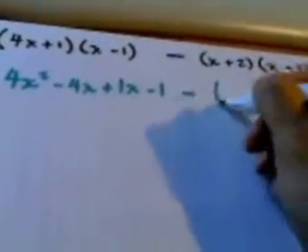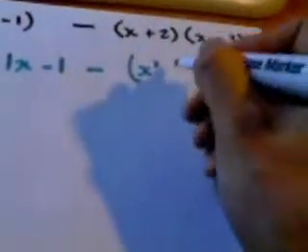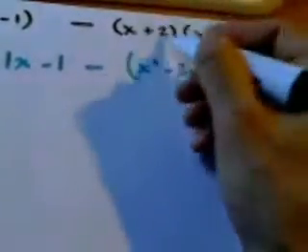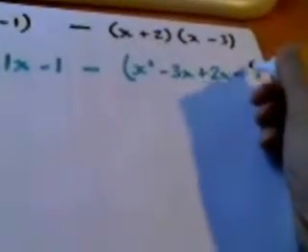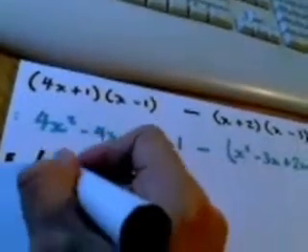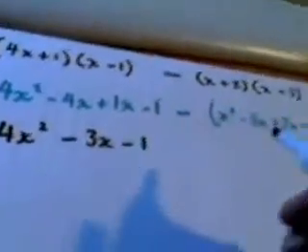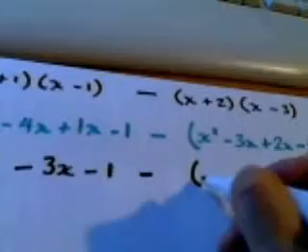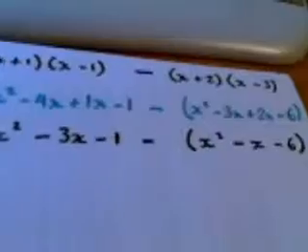Got my minus sign, and then I'm going to put the second expression into brackets, and you'll see a bit later why I do that. x times x is x squared. x times minus 3 gives me minus 3x. 2 times x gives me 2x, plus 2 times minus 3 gives me minus 6. Remember, we're multiplying. Just as before, I'm now going to simplify the two expressions. So I've got 4x squared minus 3x minus 1. Our second expression is going to be x squared minus x minus 6.